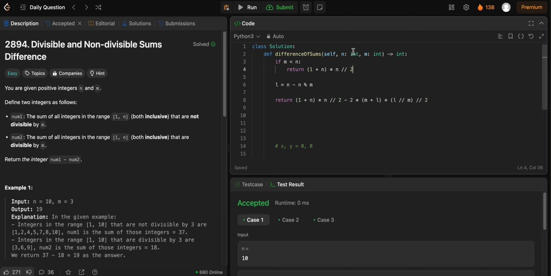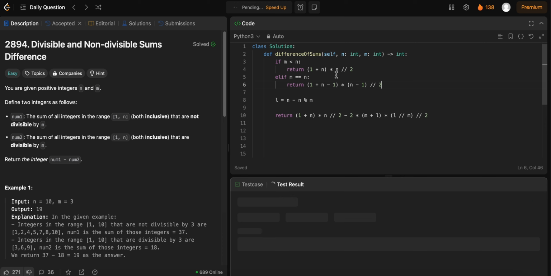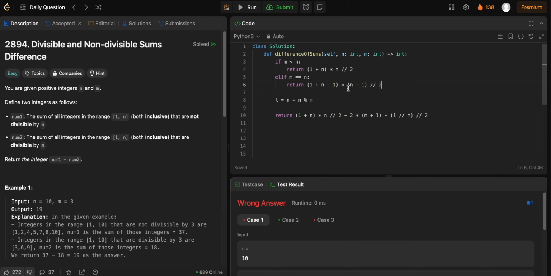What happens if n is equal to m? Then n mod m is just going to be 0, so that's going to be n, the last element. But our first element is also n, so we don't actually have this term here if they are equal. So if they are equal, we have to do another case here. Return 1 plus n minus 1 times n minus 1. So only the last element is going to be in the divisible series, so that's why we just don't count it.